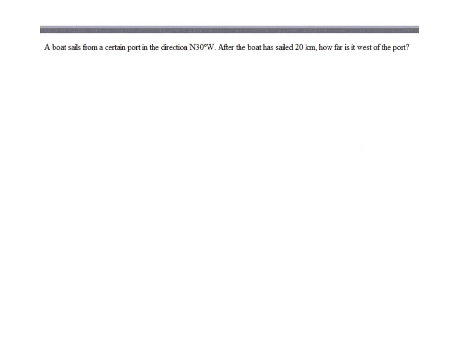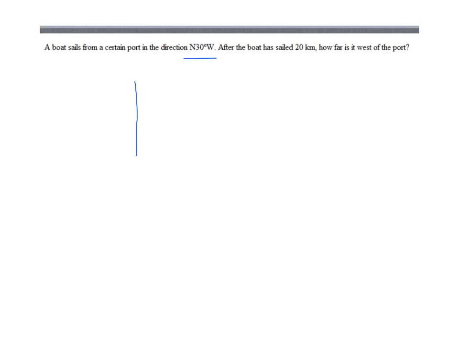Okay, so here's an example. A boat sails from a certain port in the direction of north 30 degrees west. After it has sailed 20 kilometers, how far is it west of the port? All right, so the first thing we're going to start with is the direction.